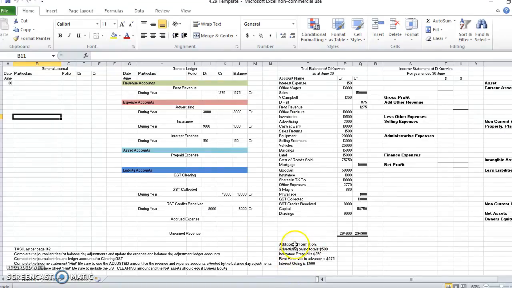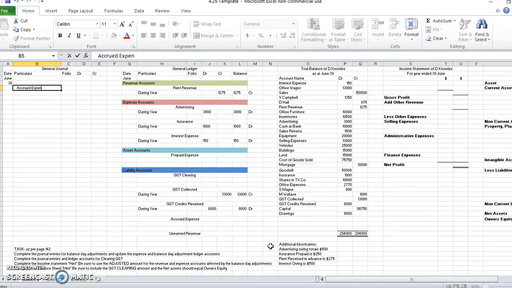So the four we have here, we have advertising owing. Our first job is to make the journal entries for the balance day adjustments and then update the ledger accounts. So we're going to start with advertising owing. Owing means accrued, and advertising is an expense. So it's an accrued expense that we know is always a liability.